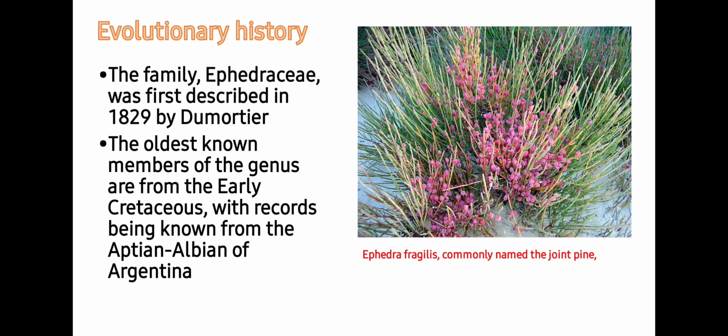Next is evolutionary history. Students, the family Ephedraceae was first described in 1829 by Dumortier. The oldest known members of the genus are from the early Cretaceous, with records known from the Aptian alluvium of Argentina.